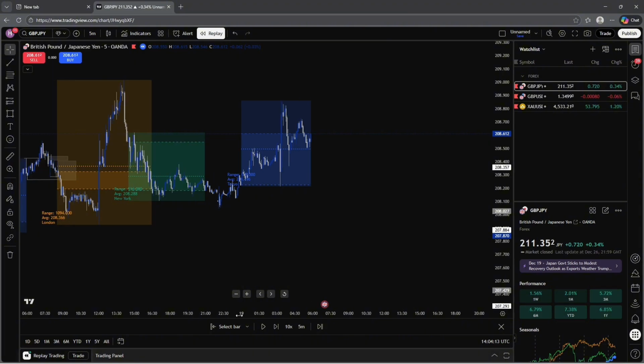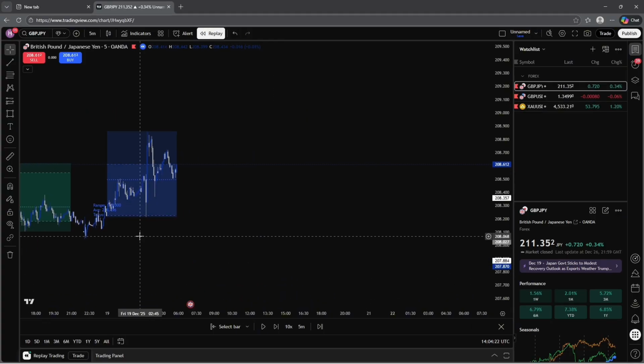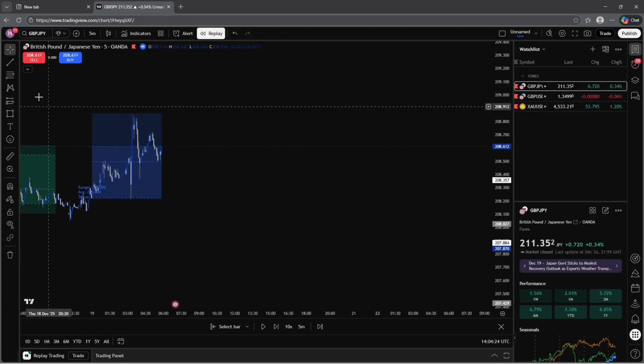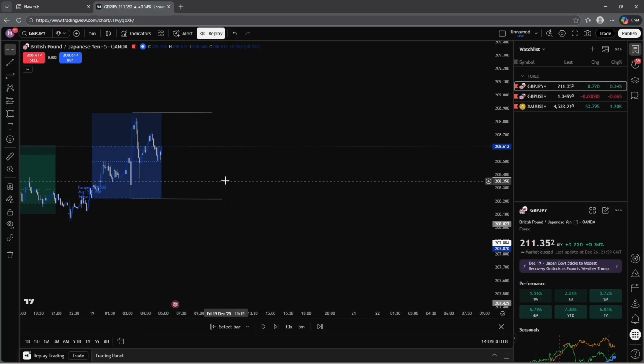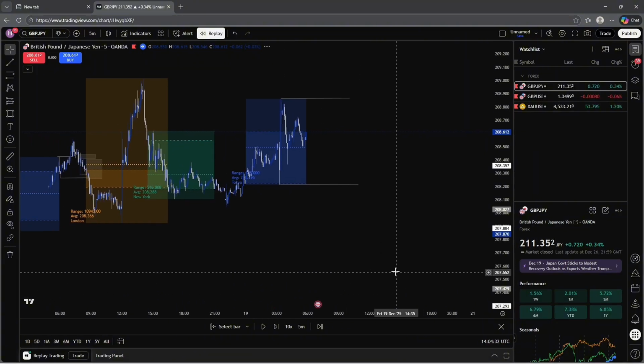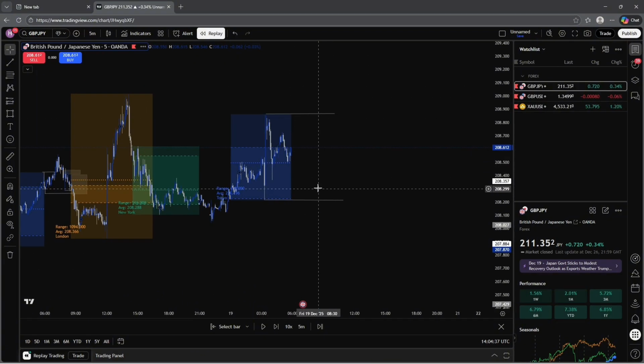Essentially, what we are trading is the continuation of the Asian session. So we let Asia play out, and we mark out the Asia high and the Asia low. Now all we're going to do is wait for a break of either of these. We're going to wait for price to push up to the Asia high or come down to the Asian low.